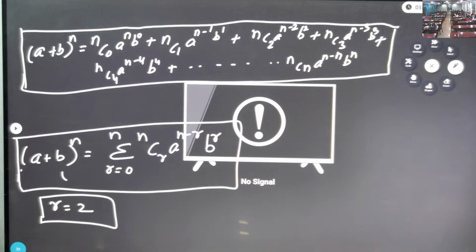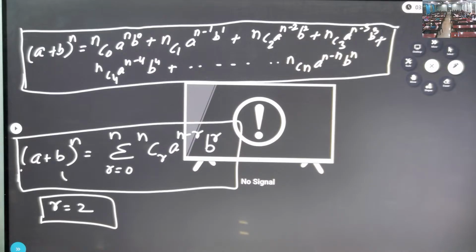So when r value is 2, you will be getting the third term. If r is equal to 1, you will be getting the 2nd term. 3, 4th term. 4, 5th term. 5, 6th term. n, n plus 1 terms. That you are clear. Very good. Now you can get into the action.